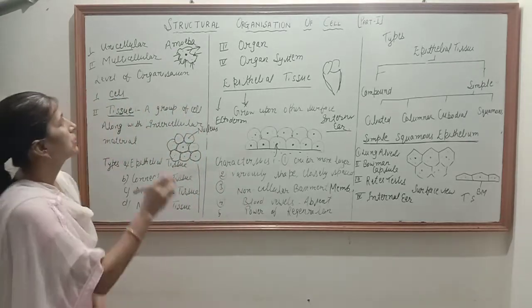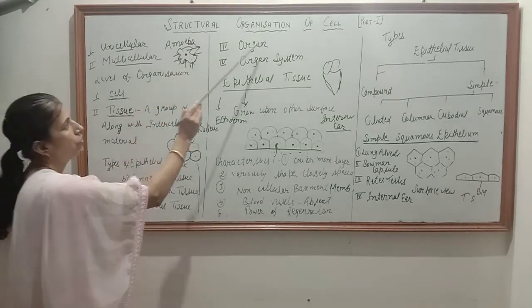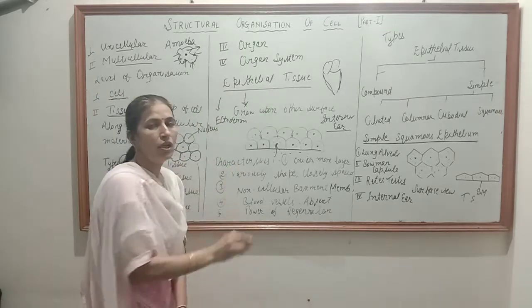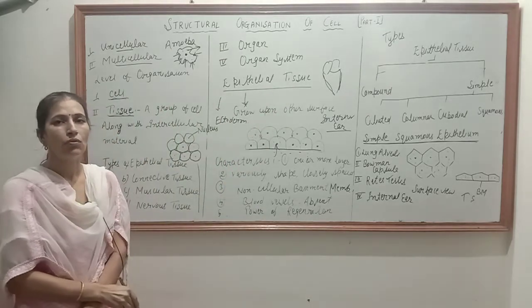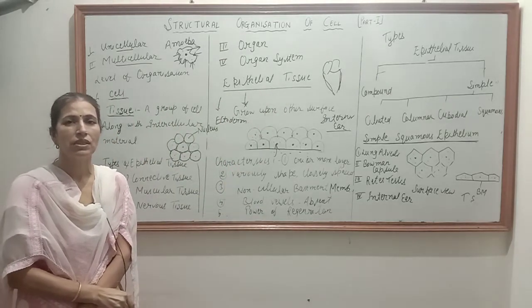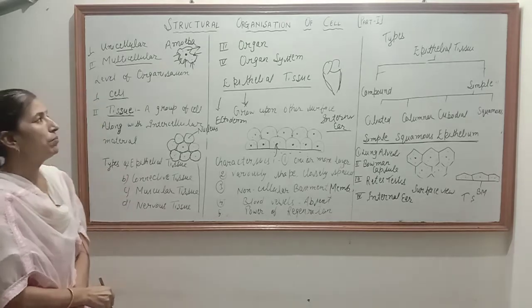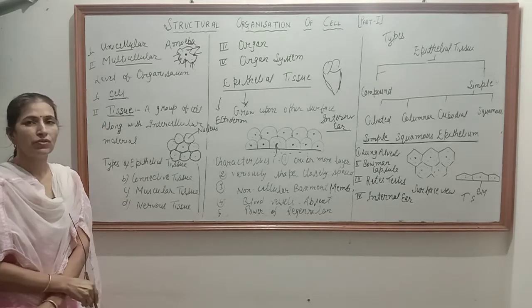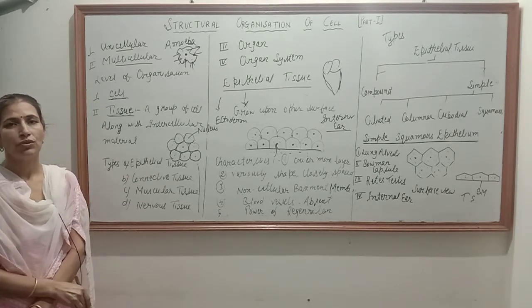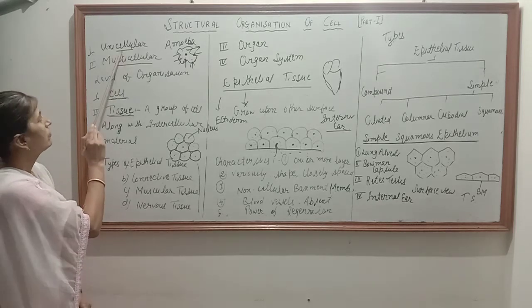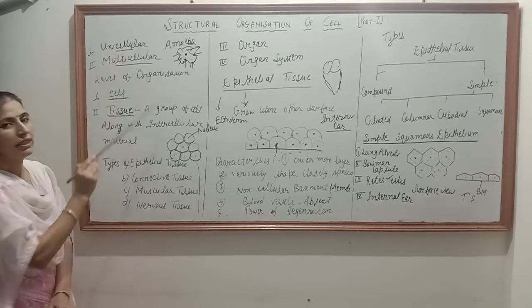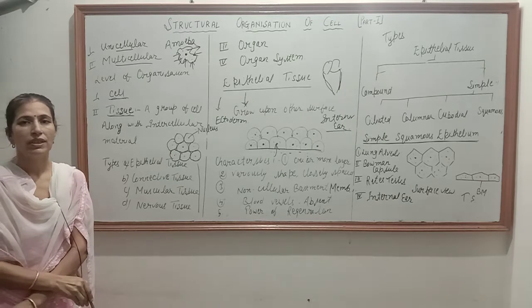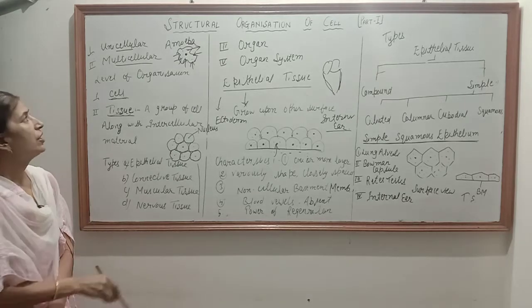Today I am going to discuss the structural organization of the cell. So first of all, we will deal with some basic terms related to this chapter. For example, on the basis of the number of cells, organisms can be of two types. One, the unicellular organisms. Secondly, the multicellular organisms.